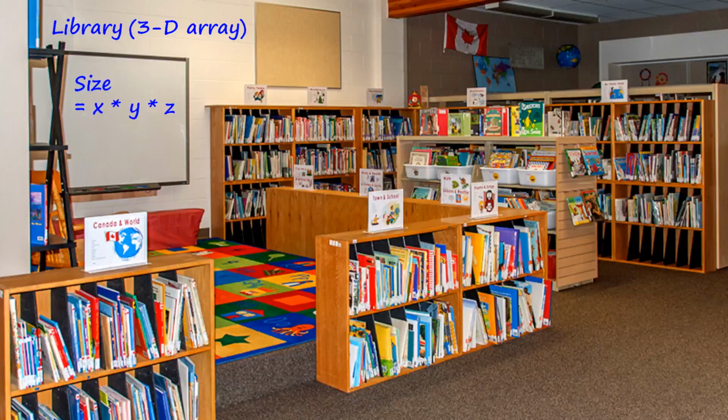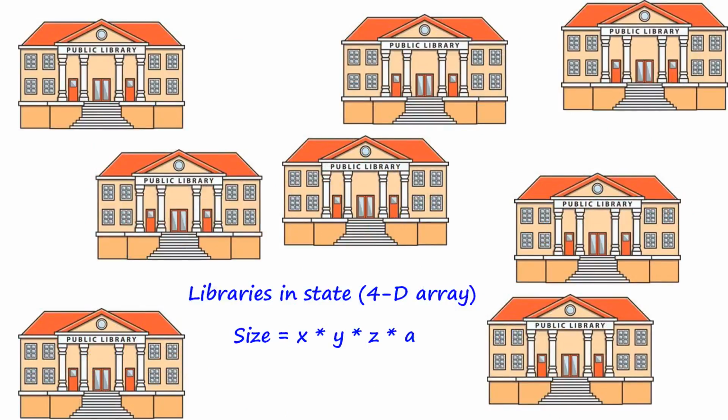Now that library is in a state and the state contains an A number of libraries. That makes it a 4D array with size X cross Y cross Z cross A. And similarly you can make higher order of arrays. Usually we work with 1D or 2D arrays and 3D arrays also in some cases, but 4D arrays or higher order arrays are seldom used or they are very rare. Now that was a lot and I think we should start coding now.